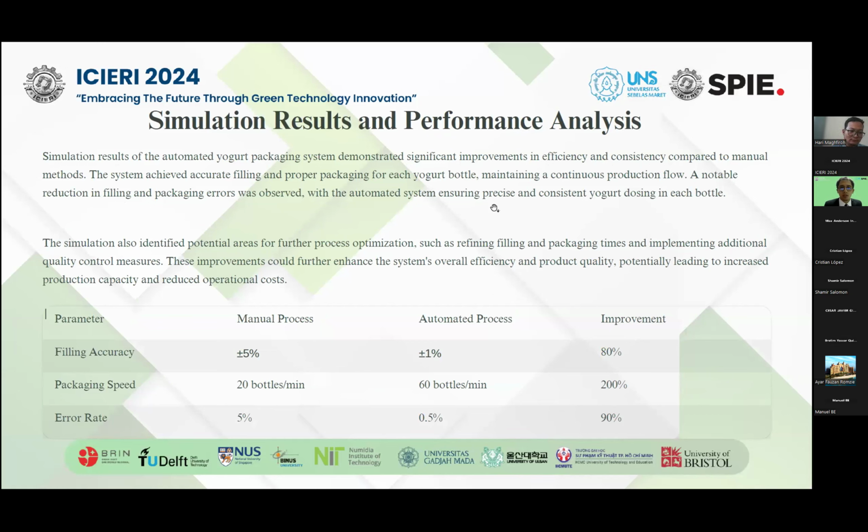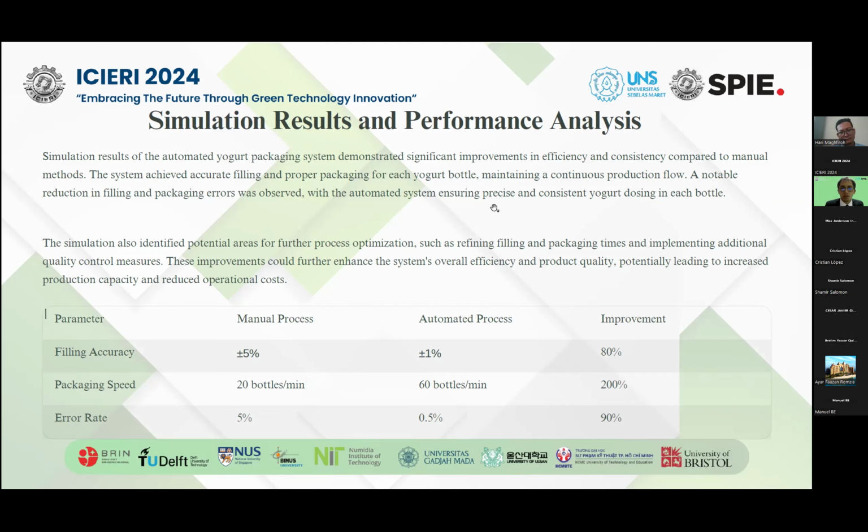The automated process achieved an accuracy of 1%, a remarkable improvement of 80% over the manual process, which had an accuracy of 5%. Packaging speed: automation increased packaging speed to 60 bottles per minute, a 200% improvement compared to the manual speed of 20 bottles per minute.